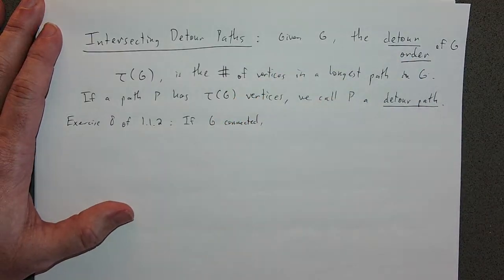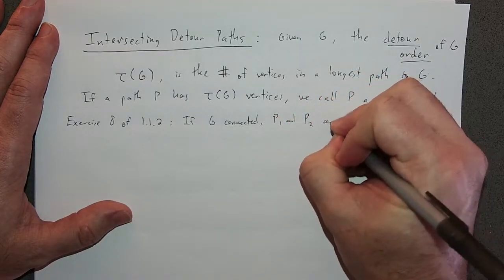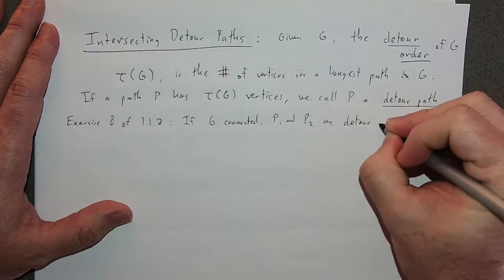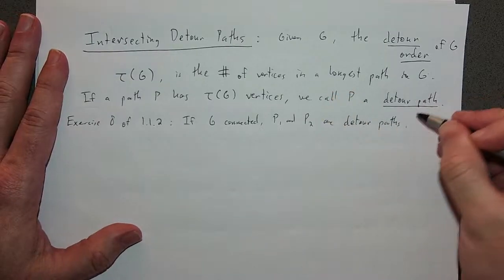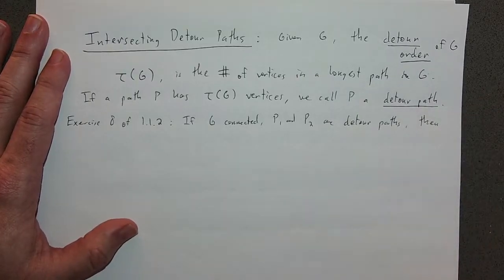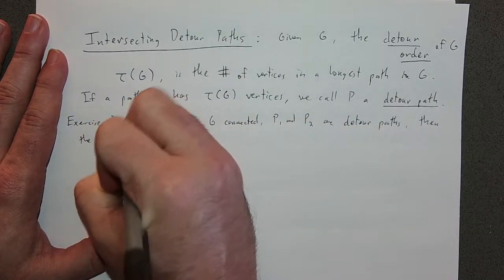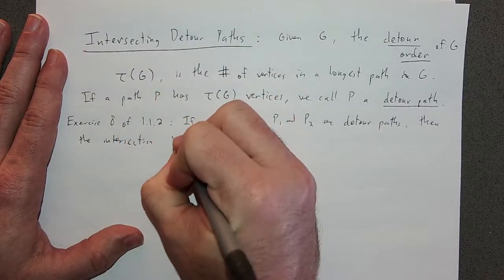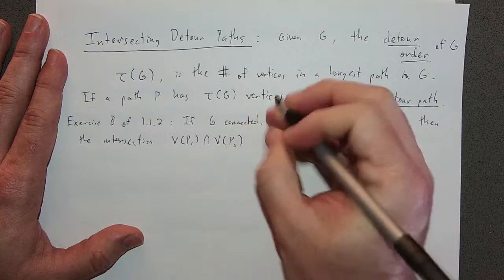So if G is connected, P1 and P2 are detour paths, so they are two possibly distinct paths that are the longest paths in G in this sense, then they must have at least a point in common. They must have at least a vertex in common. The intersection of the vertices of P1 and P2 must be non-empty.